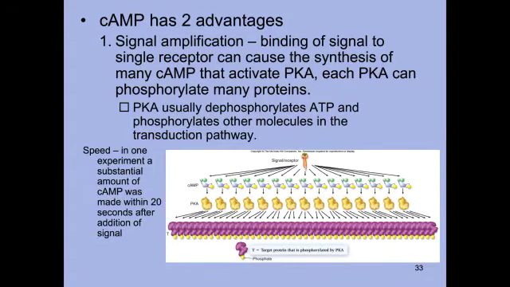Now, why do cells use this? Why do they use this second component here? Why are cells using this second messenger? One of the primary reasons is signal amplification. cAMP in particular has two very distinct advantages. One is it can amplify a signal intensely.